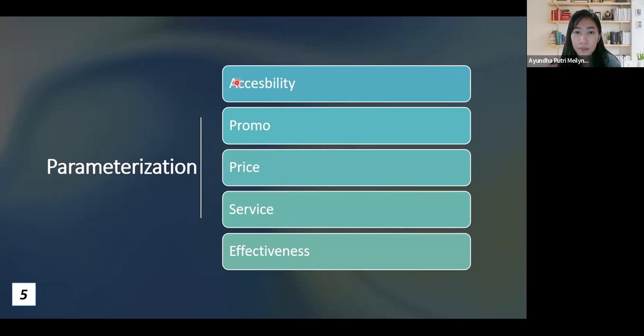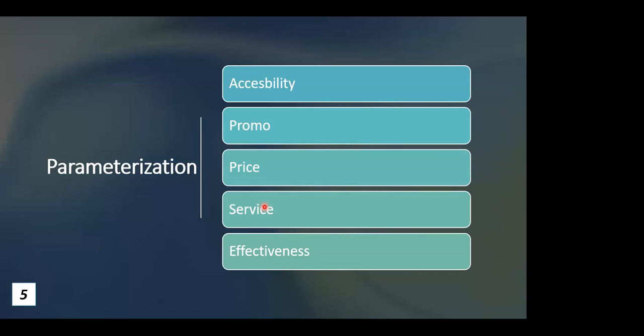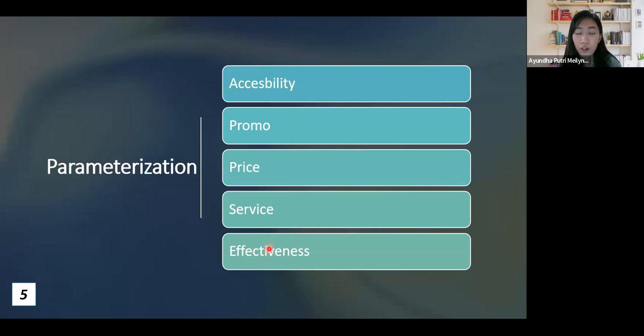The first one is accessibility. Accessibility is the level of satisfaction regarding the ease of accessing Shopee. Promo is the level of satisfaction regarding the promo provided by Shopee. Price is the level of satisfaction regarding the price of products. Service is the level of satisfaction regarding Shopee customer service. And the last one is effectiveness, the level of satisfaction regarding the ease of finding the product we are looking for on Shopee.